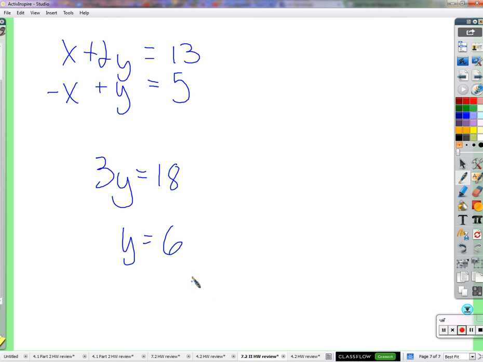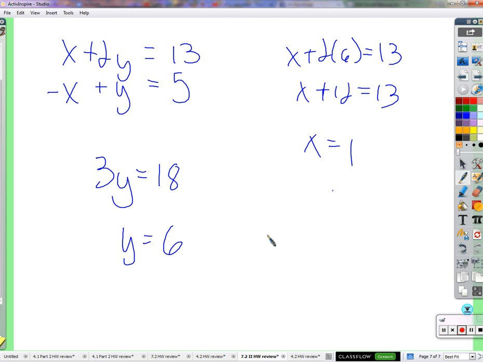And if y is 6, then we can use either of these equations to figure out what x is. I'll use this one since x is positive in this equation. So x plus 2 times 6 equals 13. x plus 12 equals 13. So x must be 1. Solution of 1, 6.